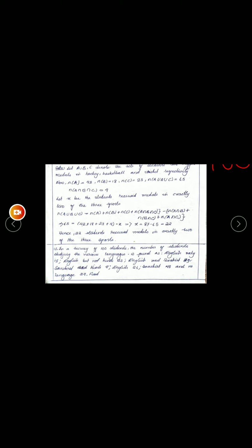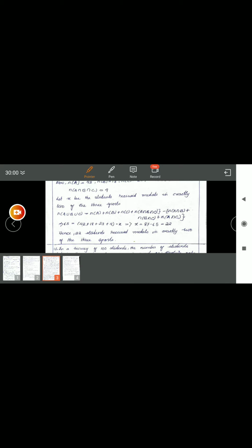In a survey of 100 students, the number of students studying various languages is found as: English only 18, English but not Hindi 23, English and Sanskrit 8, Sanskrit and Hindi 8, English 26, Sanskrit 48, and no language 24.